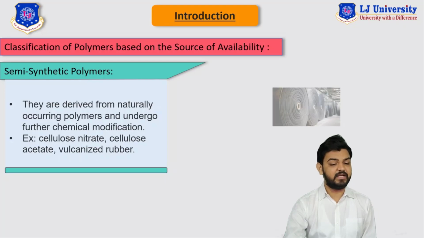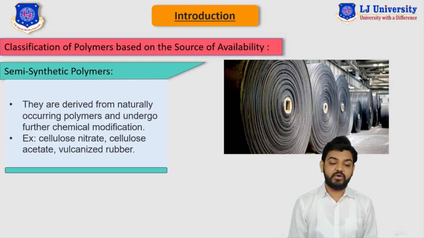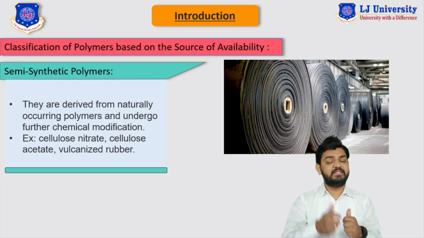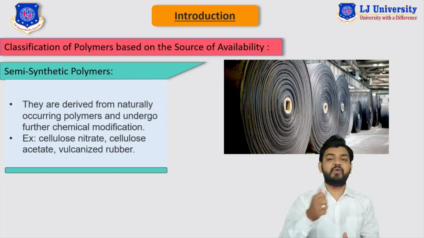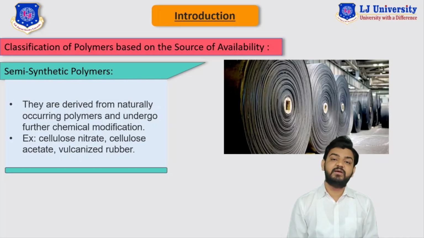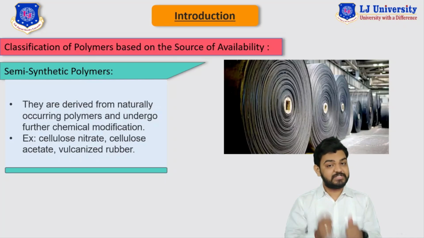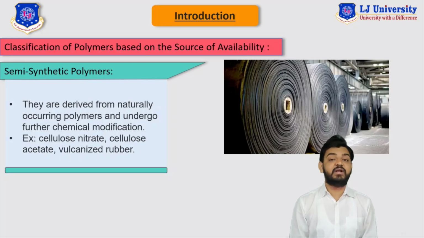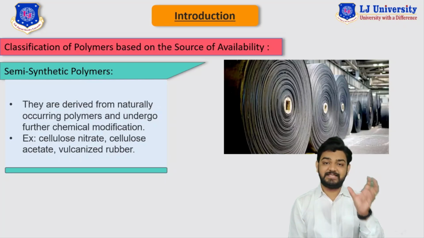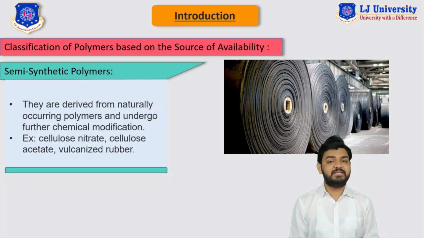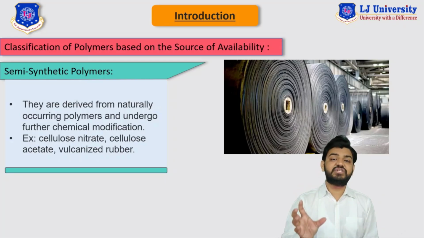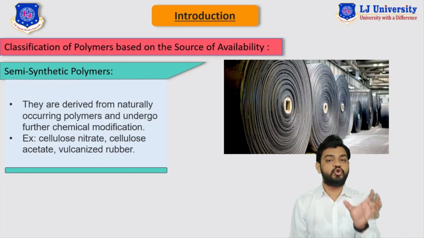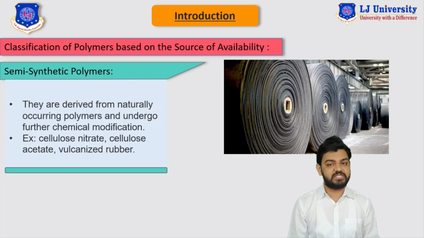Here on the screen, you can see that they are derived from naturally occurring polymers and they undergo further chemical modification. So we are modifying the natural polymer to serve our purpose for mankind. These polymers include cellulose nitrate, cellulose acetate and vulcanized rubber. In this example, cellulose is basically a natural polymer, but it undergoes the chemical reaction of nitration and we produce cellulose nitrate so that we can use it for industrial purposes.